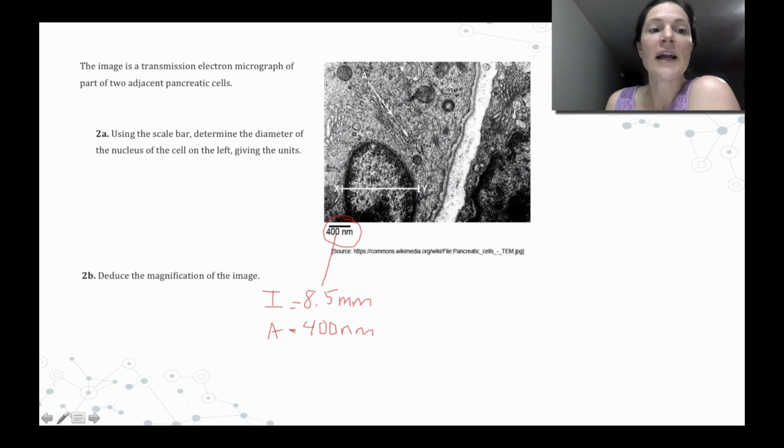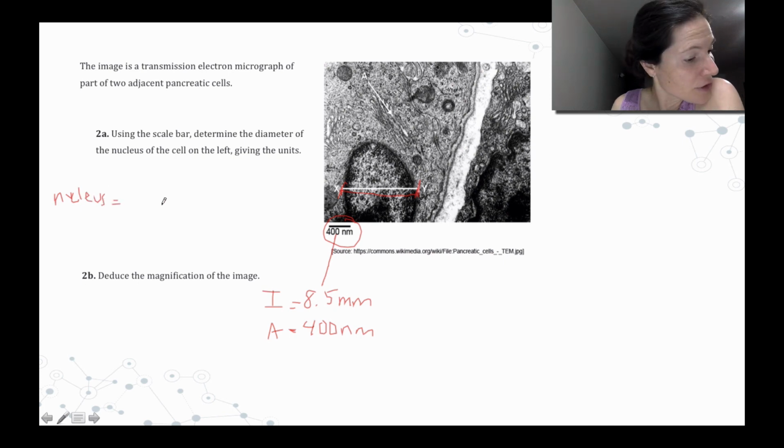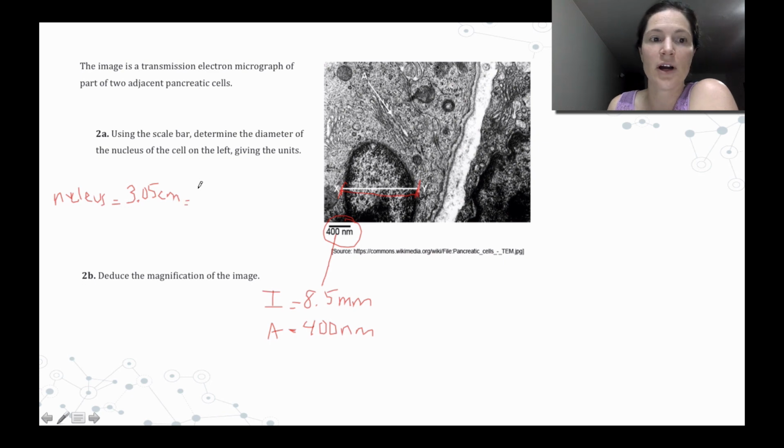So to find the actual size of the nucleus, we're going to measure this with a ruler. And I measured the nucleus in my drawing as, what was this, number 2A? Okay, so I measured this as 3.05 centimeters. And I just know that centimeters are not great. So I'm going to change this to 30.5 millimeters.